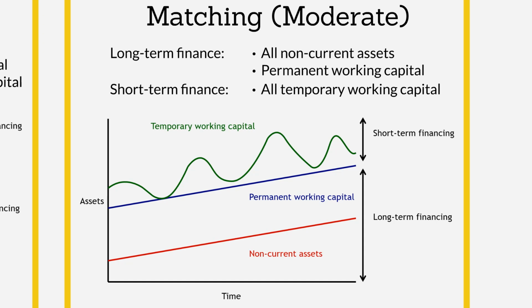So, for example, with temporary working capital, we expect this inventory to be sold very quickly, most certainly within the next 12 months, because it's temporary. It's above the permanent working capital, which is something we expect to remain constant year on year. So as a result, we match our short-term finance, which is also less than 12 months, to our temporary working capital, which is expected to be used up in under 12 months.